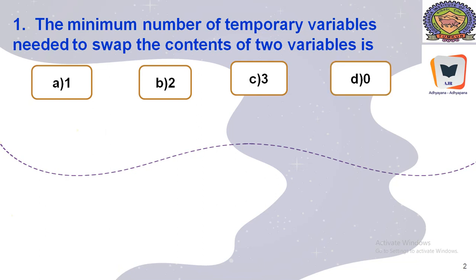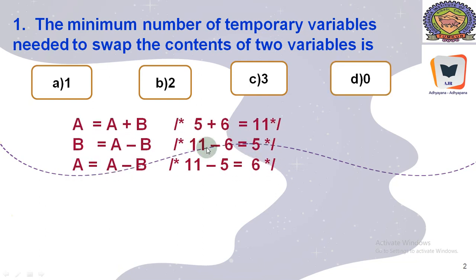It is actually zero. And here it goes. A equal to A plus B. Let us say A is 5 and B is 6. So A will become 11, 5 plus 6 equal to 11. And B is computed as A minus B. So A contains 11, 11 minus 6 is 5. Whatever was in A goes to B. And A is computed once again as A minus B. B has become 5 in the previous step, therefore 11 minus 5 becomes 6. This is one of the age-old methods to swap the contents of two variables without holding any temporary variable.